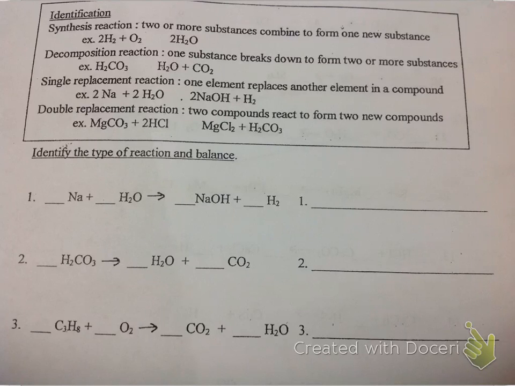Alright, so this is chemical equation sheet number 2. We're still practicing balancing chemical equations and identifying chemical equations. So if we look at number 1, first thing we need to do is identify the type of reaction we have. So look at your key at the top to help you with the definitions and just narrow it down.